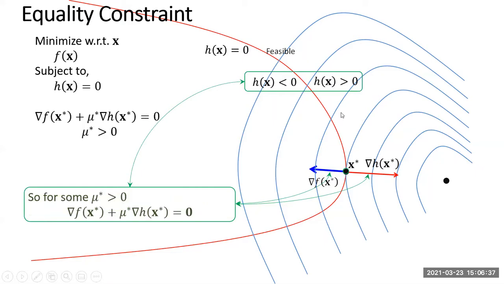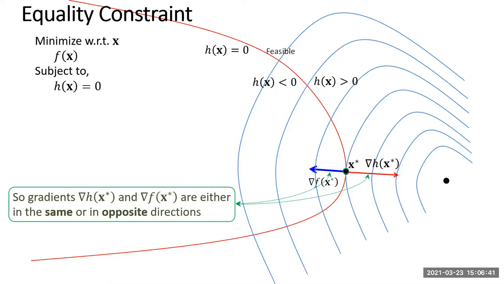Or they can be in the same directions. If I were to swap this greater than and less than sign, then this arrow would get rotated by 180 degrees, so it will be along del f of x. Correct?